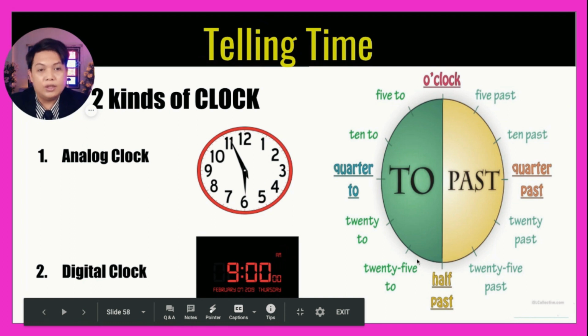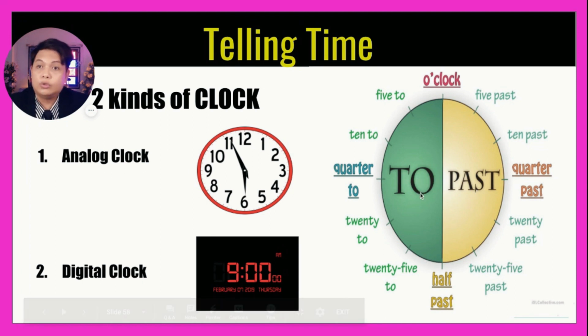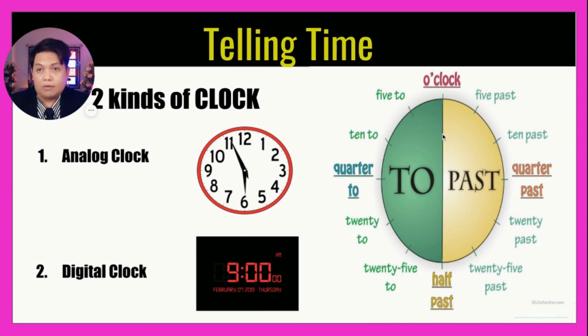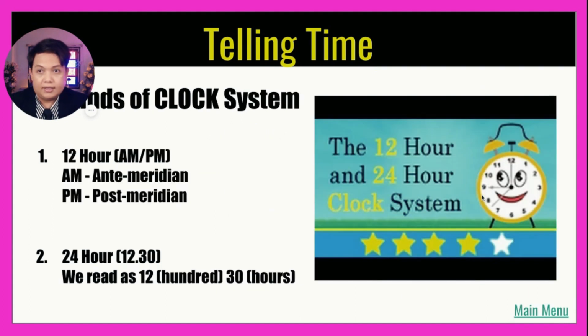And then it would change when it passes this threshold right over here. You'll change from past to to. When the minute hand is pointing here or here, you'll say 25 to, followed by wherever the hour hand is pointing next. And once it is pointing here, you'll say quarter to. So we'll do more practice about it in the next slide.